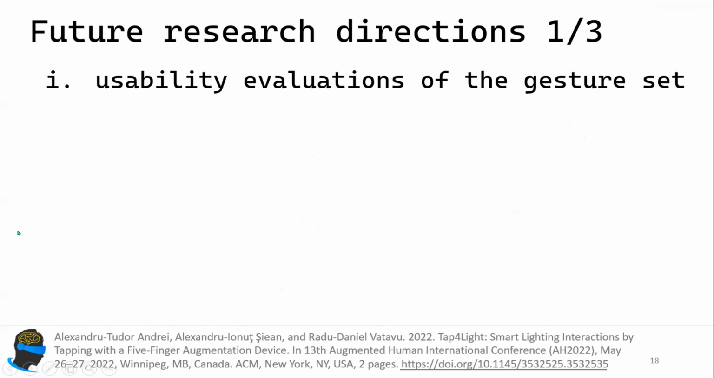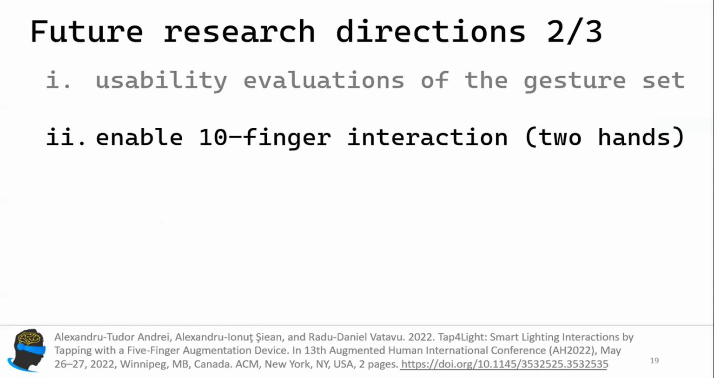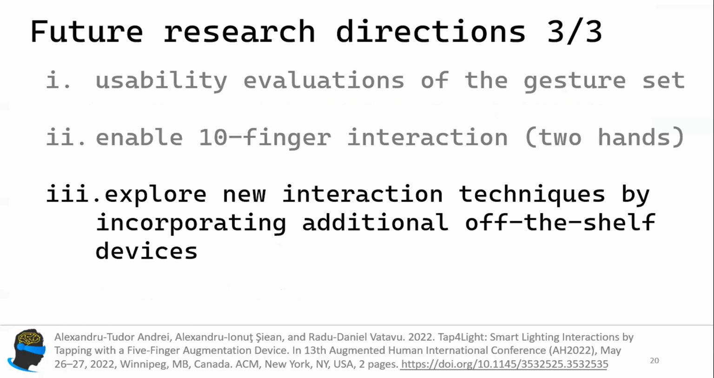To conclude my presentation, I'd like to say that Tap4Light is an ongoing work that explores interaction techniques with smart lighting systems via tap gestures. And future work will consider usability evaluations of the gesture set, will allow for 10-finger interaction, that is the two hands, and maybe even explore new interaction techniques by adding complexity to the system by incorporating other devices.